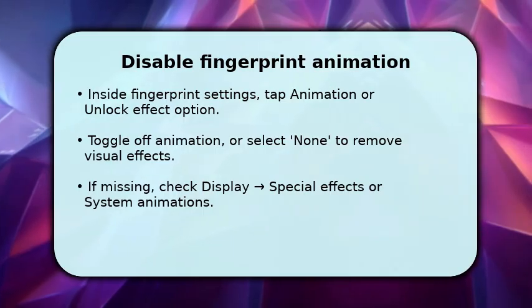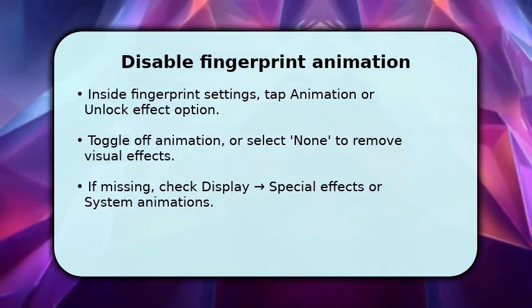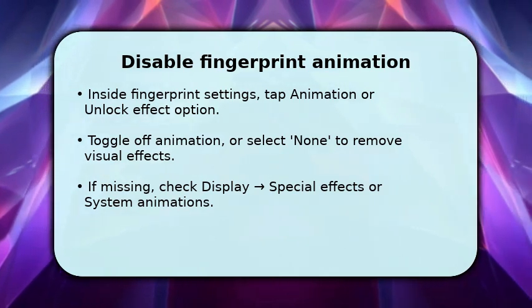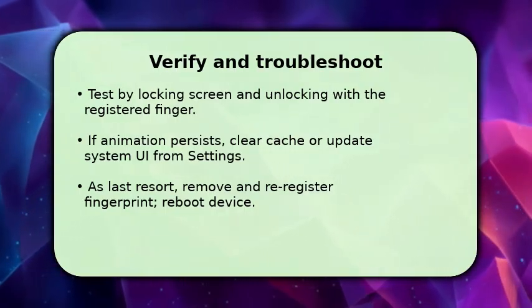If the option isn't visible, check Display > Special Effects or System Animations, because some builds move the control. Finish by locking the screen and unlocking with the registered finger to verify the animation is gone. This confirms the setting applied.